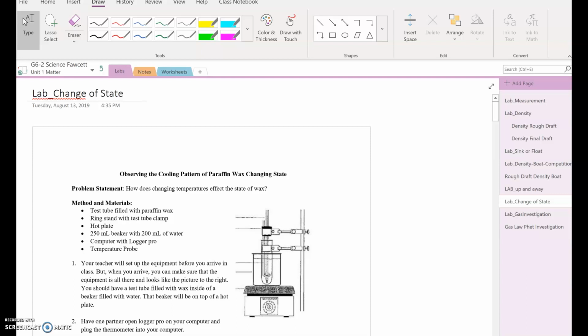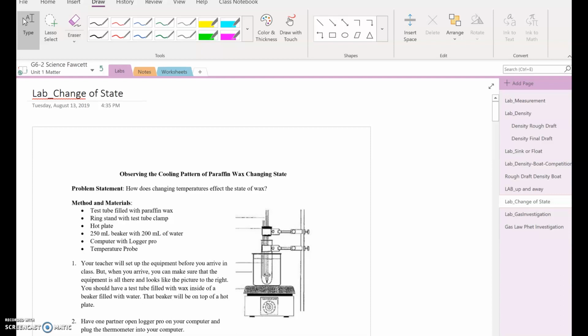This video will go over the change of state lab and everything that you should look for on your lab. As you watch the video, you should take notes on your lab and on your rough draft, and I should be able to go back and see your rough draft and see the notes that you've taken. You can then use those notes to make corrections to the final draft.